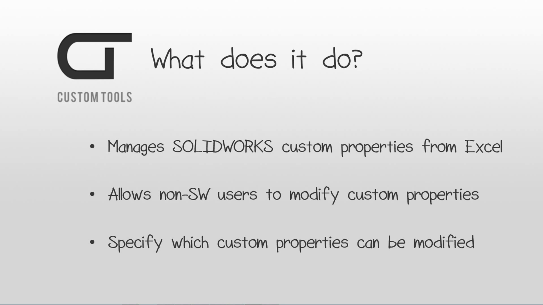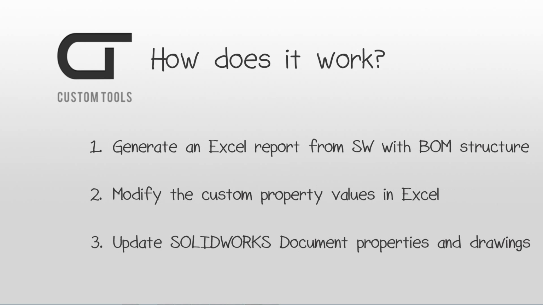With our tool, you are able to manage custom properties from Excel. It allows non-CAD users to add or modify properties specified by the Excel export rule in custom tools. From within SolidWorks, we run a bill of material export to Excel. Then we can edit the Excel file anywhere and add or update the needed properties. When done, we re-import the properties and update SolidWorks properties and optionally the drawings as well.